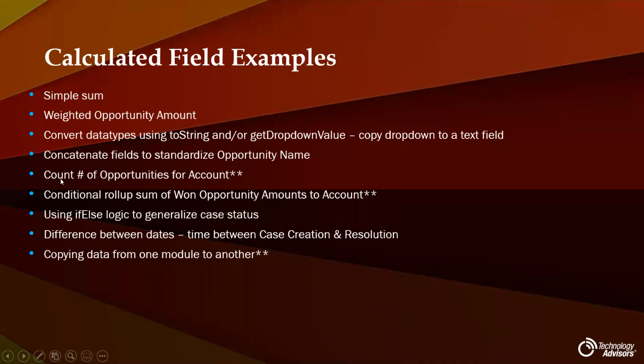All right, the next one we're going to do is at the account level. So we're going to use that roll up function that Justin had pointed out, and we'll do a couple of examples there. First, we're going to do a count of the number of opportunities that the account has, and then we'll do a sum of how many dollars the won opportunities have for that account.